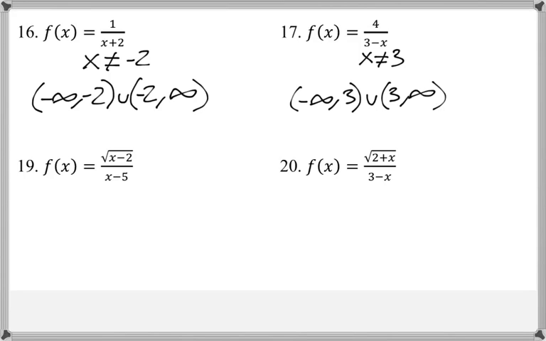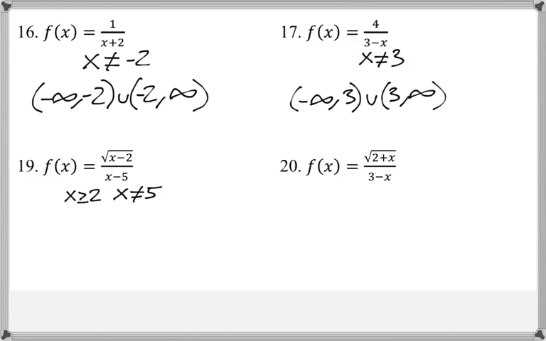Question 19, there's a lot going on here because we have a denominator and we have a radical. So the radical, that can be 0, it can't be negative. So what would make the radical 0? That would be 2. So x has to be greater than or equal to 2. Now looking at the denominator, it can't be equal to 5. So x cannot equal 5.